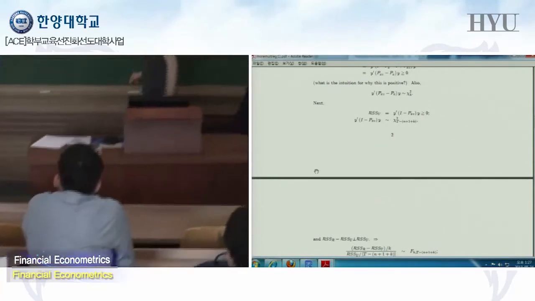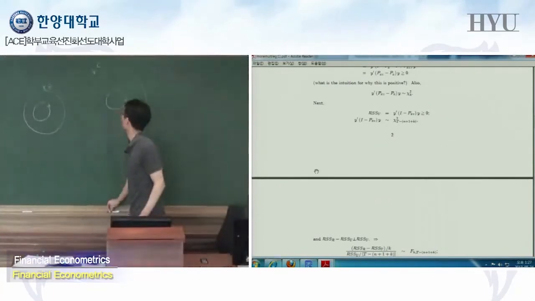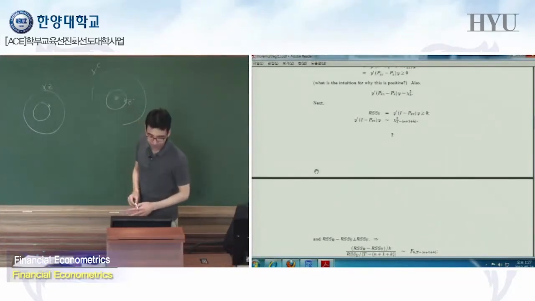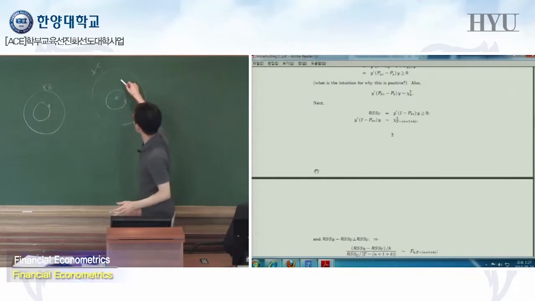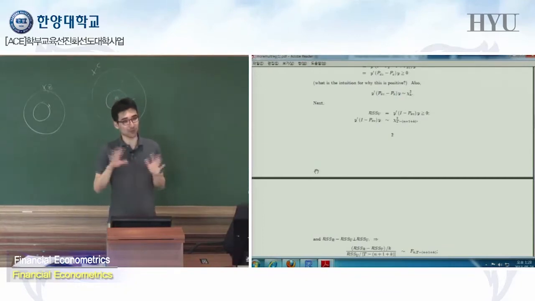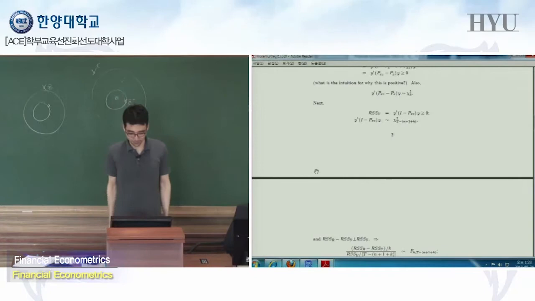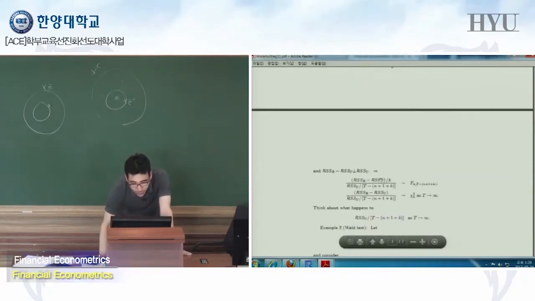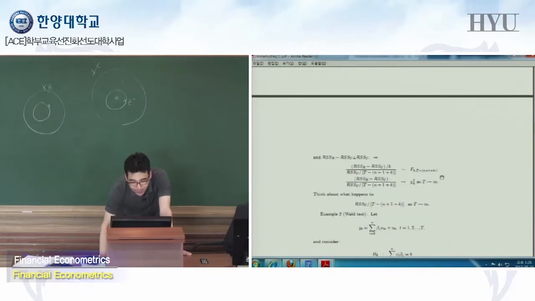And then this RSSR and RSSU is in this part, right? And RSSR minus RSSU is somewhere in this part. So they are independent, orthogonal to each other. That's the basic intuition. There is a difference. Anyway, since they are orthogonal to each other, we can use the F distribution.